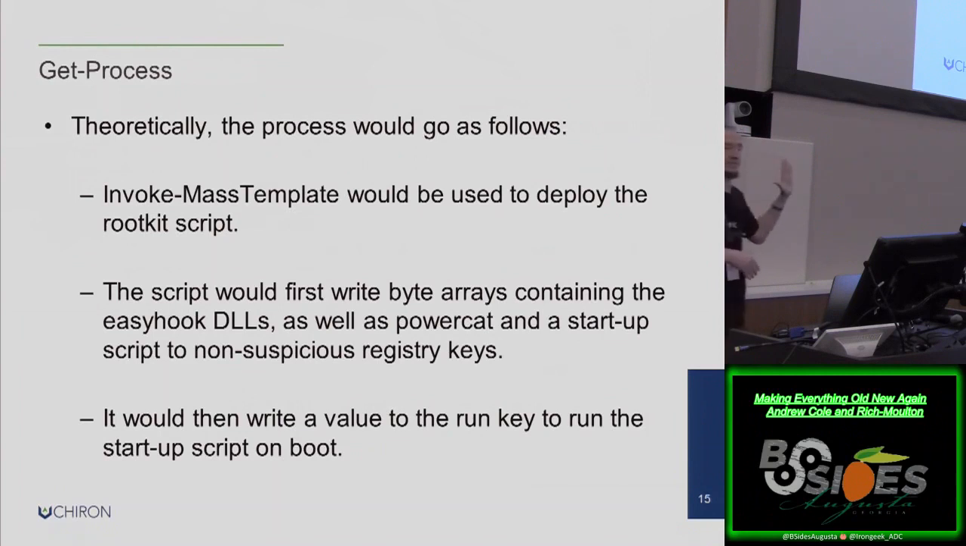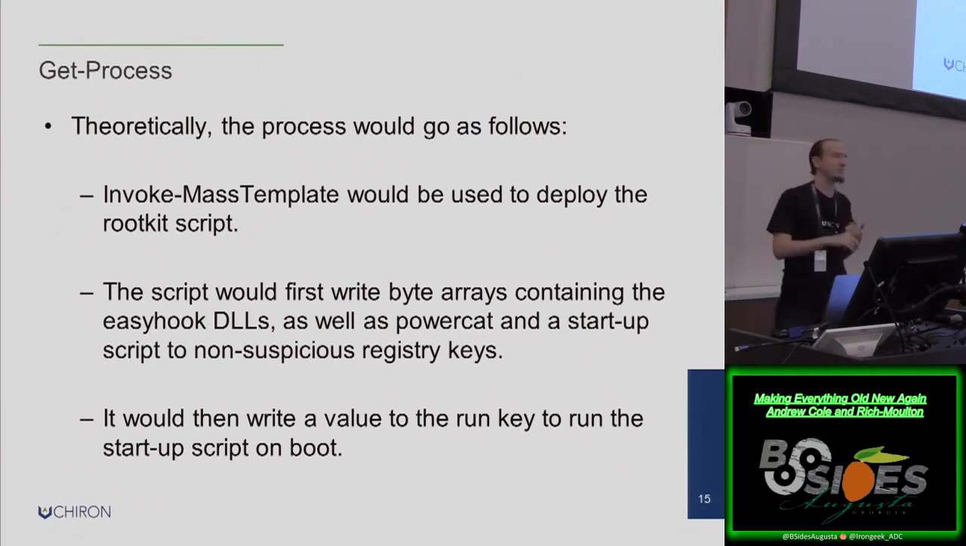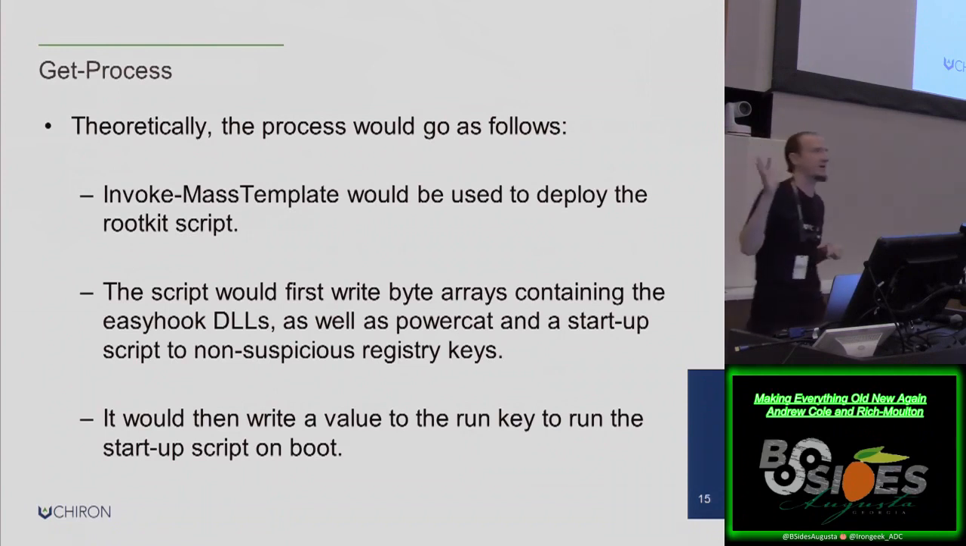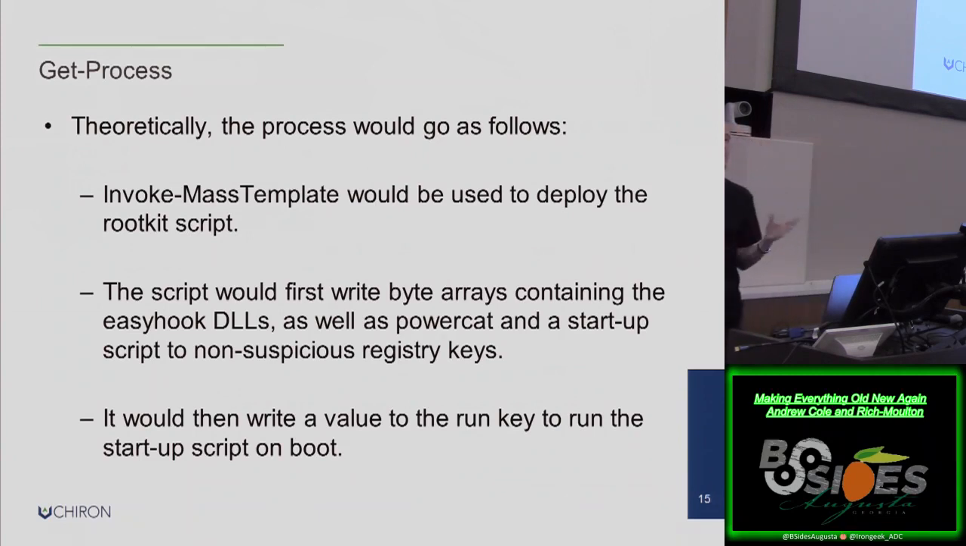But if you load a script that would first write the byte arrays that contain your EasyHook DLLs, as well as PowerCat and a startup script, to some random registry keys. The Poweliks virus that came out in the last year or two was a PowerShell virus that was residing solely in the memory, solely in the registry and not at all in the file system. We're going to use a similar technique. You just write it to the registry, and you then write a value to the run key to start up your startup script on boot.